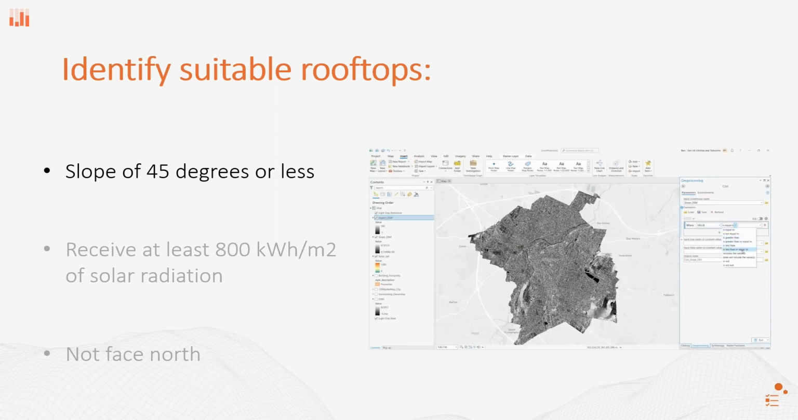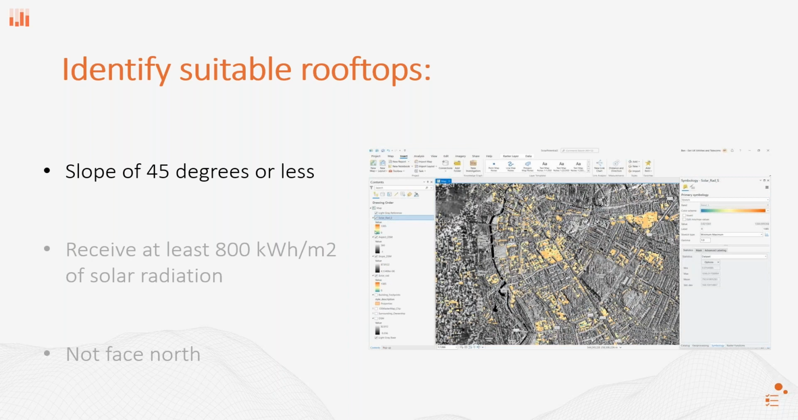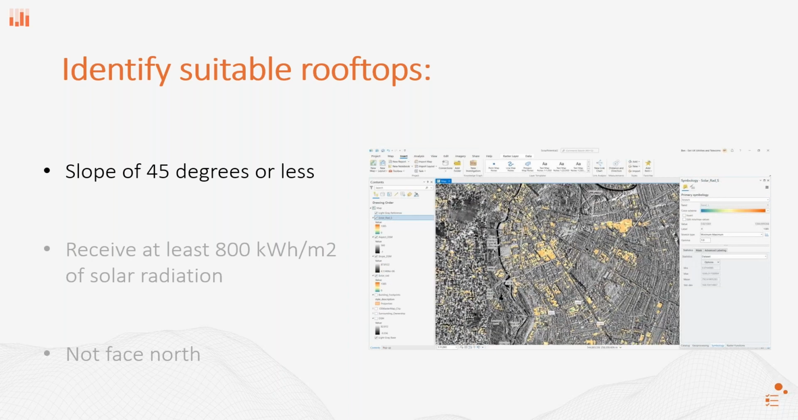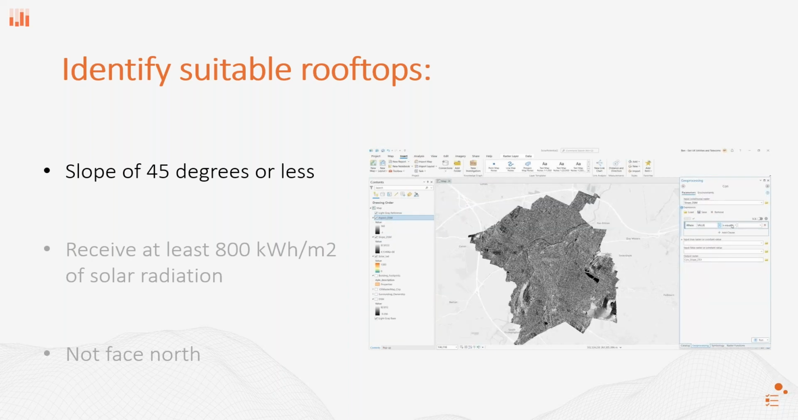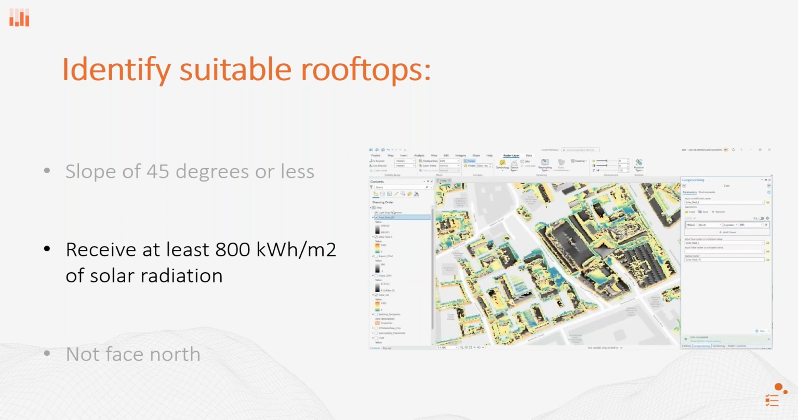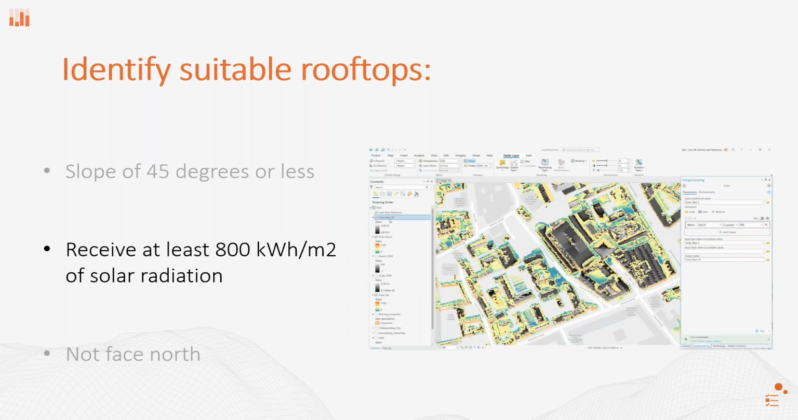Now that we've identified solar radiation for our area of interest, we're going to need to identify which rooftops are suitable for solar panels. And to do that, we're going to crop our dataset to only show rooftops that meet the following criteria. First of all, we're going to show only rooftops that have a slope of 45 degrees or less. And this is because steep slopes tend to receive less sunlight. So next up, our roof surfaces should receive at least 800 kilowatt hours per meter squared in solar radiation if solar panels are to be installed. So again, we're just cropping the dataset to meet this criteria.